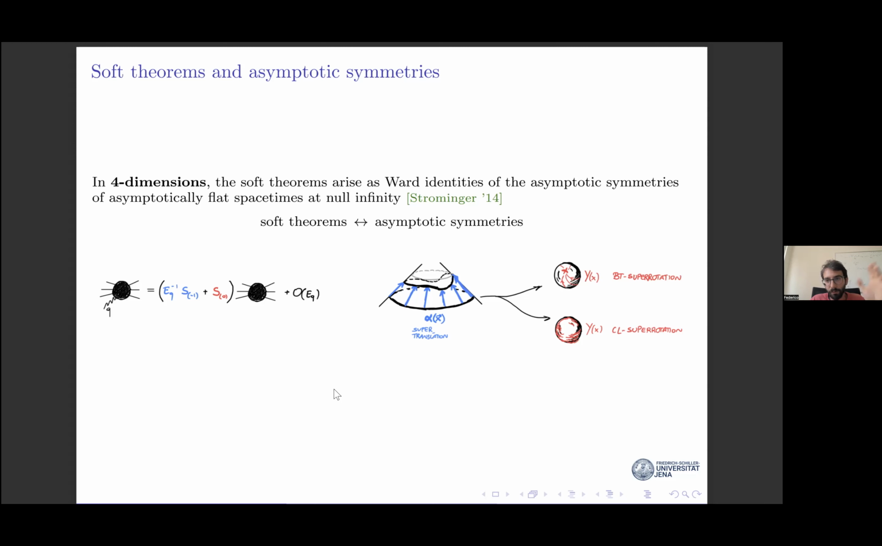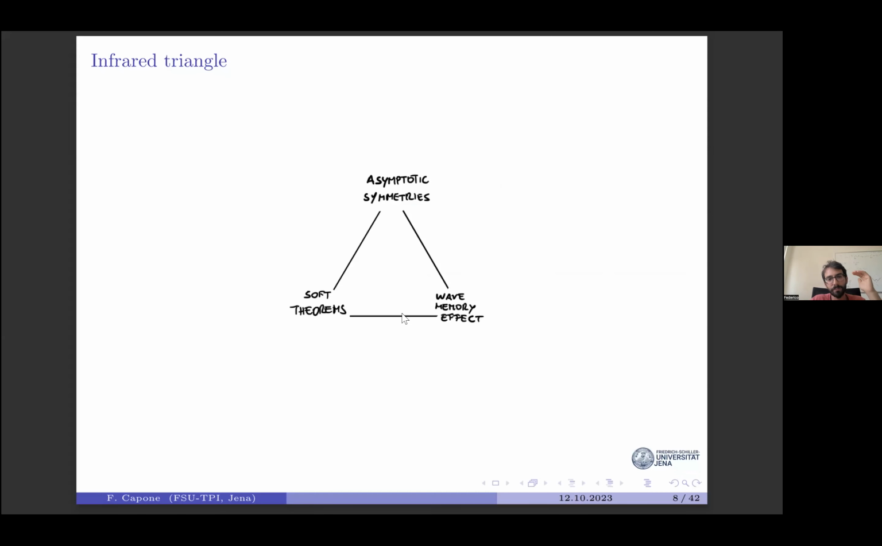Now, just for completeness, but I'm pretty sure that you are familiar with this story, the soft theorems and asymptotic symmetries form what is called an infrared triangle together with another effect, which is pretty well known in the gravitational literature, which is called the gravitational wave memory effect. And again, I'm pretty sure that you have seen this picture several times in various talks.